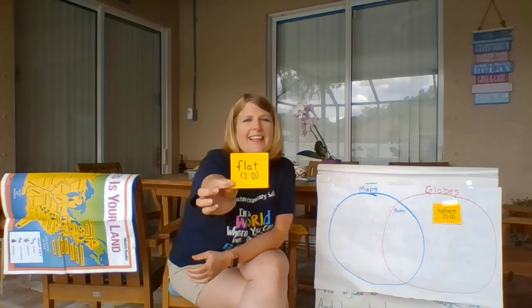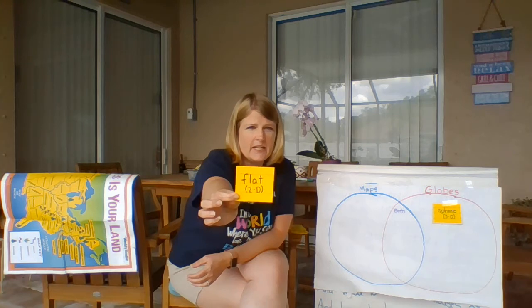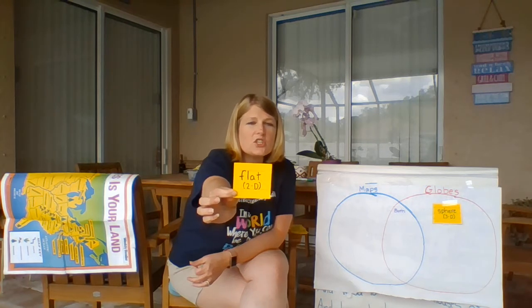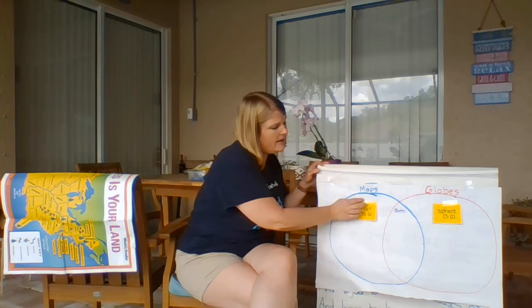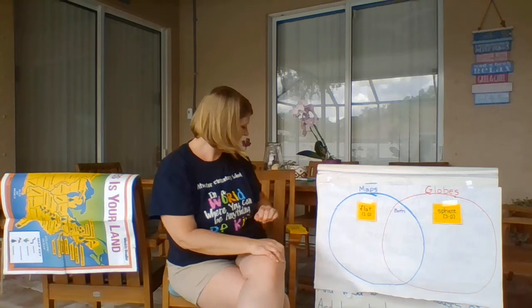Here's the next one. It says flat, 2D. What is a flat 2D shape? Is that a map, a globe, or both? If you said a map, you are correct. The 2D flat shape is the map. Excellent job.